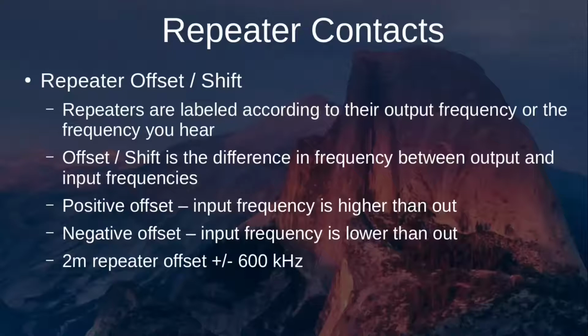If it's a positive offset, the input frequency is higher than the output frequency, so it'll have a little plus symbol next to it. If it's a negative offset, the input frequency is lower than the output frequency. And those repeaters referenced either on the internet or in the repeater directory will have a minus sign next to them. The 2 meter repeater offsets are typically plus or minus 600 kilohertz. So the input and the output frequency vary by 600 kilohertz for 2 meter repeaters in general.